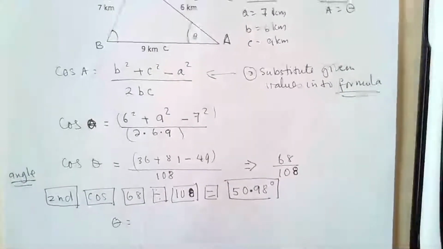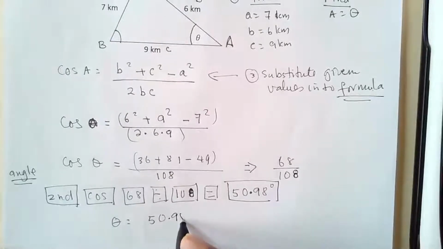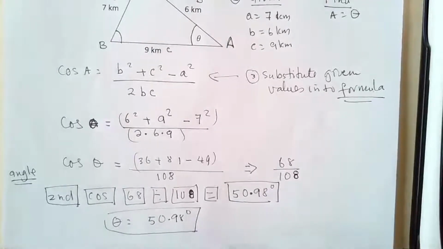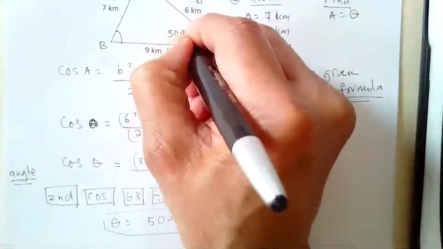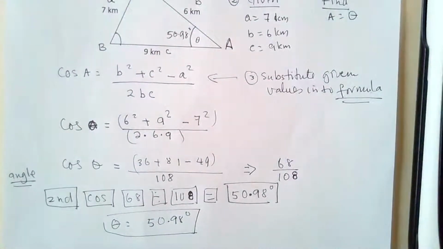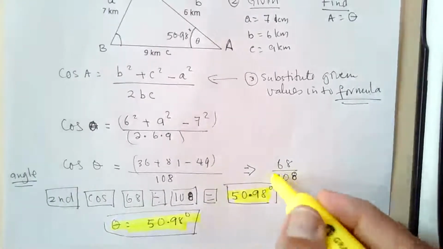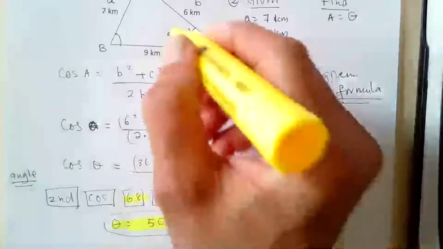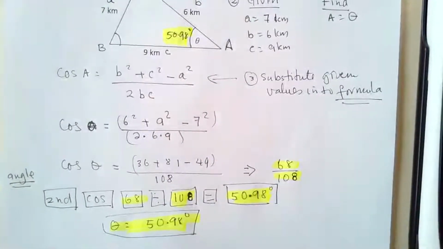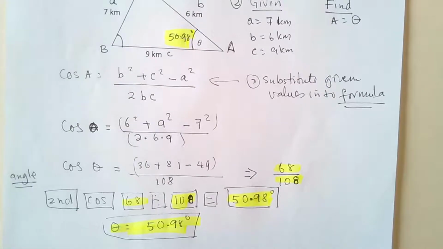Theta equals 50.98 degrees. I can record that here, 50.98 degrees, and highlight. We'll look at one other example.